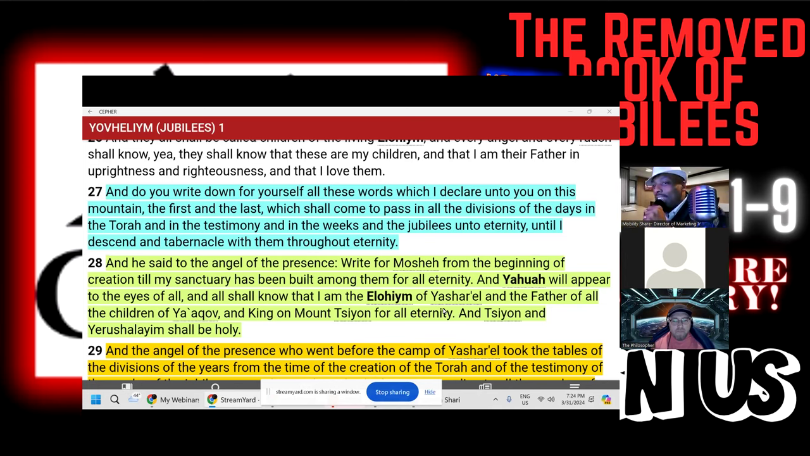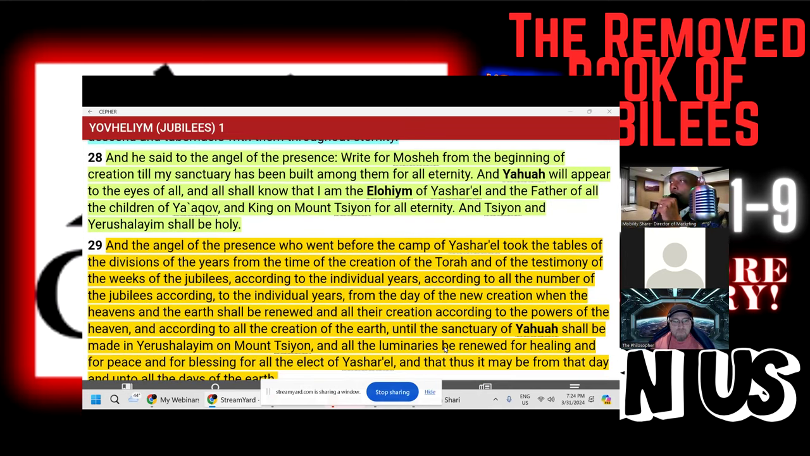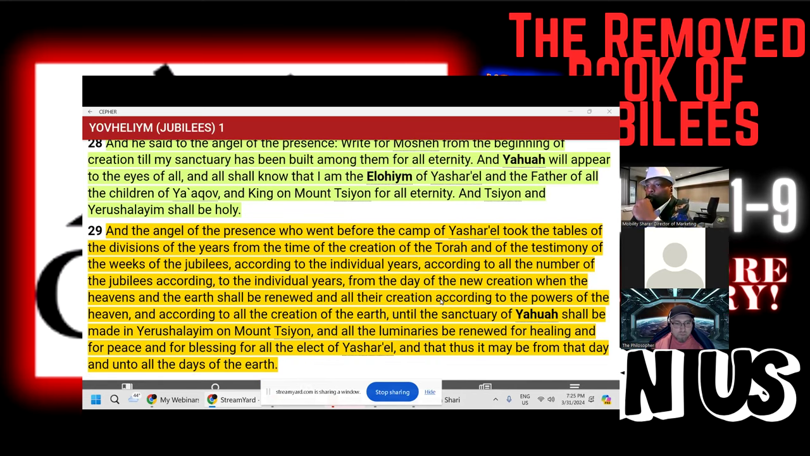Okay, all right. And the angel of the presence who went before the camp of Israel took the tables of the divisions of the years from the time of the Torah and of the testimony of the weeks of the Jubilees, according to the individual years, according to all number of the Jubilees, from the day of the new creation, when the heavens and the earth shall be renewed and all their creation according to the powers of heaven and according to all creation of the earth, until the sanctuary of Yahuwah shall be made in Jerusalem on Mount Zion, and all the luminaries be renewed for healing and for peace and for blessing and for all the elect of Israel, and that thus it may be from that day and unto all the days of the earth.